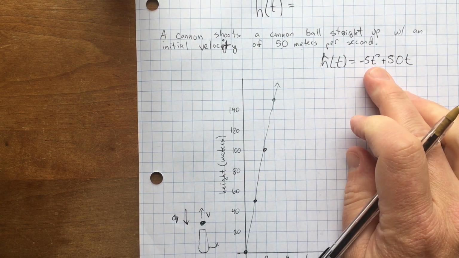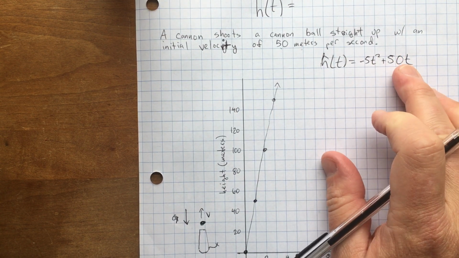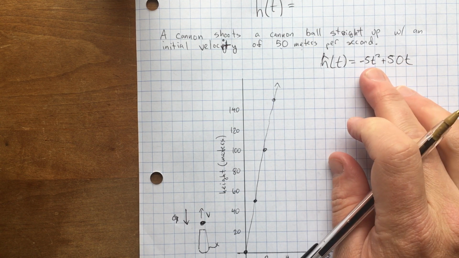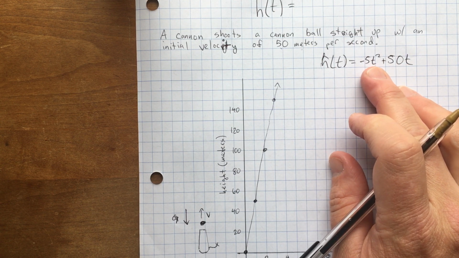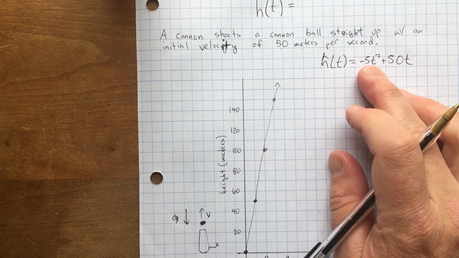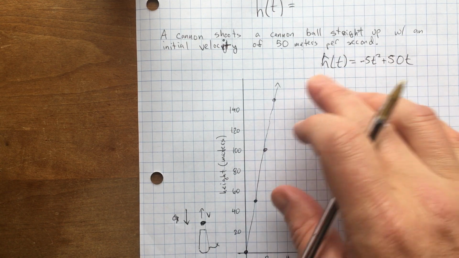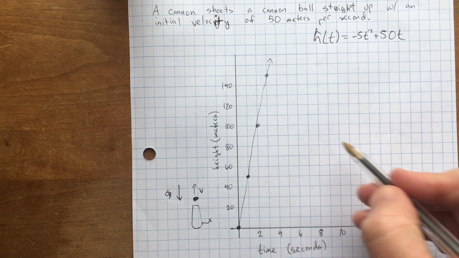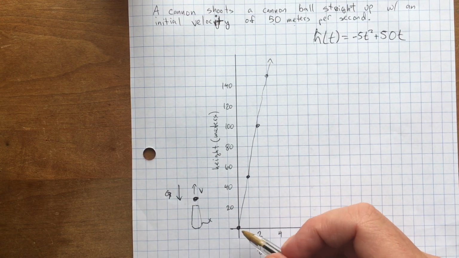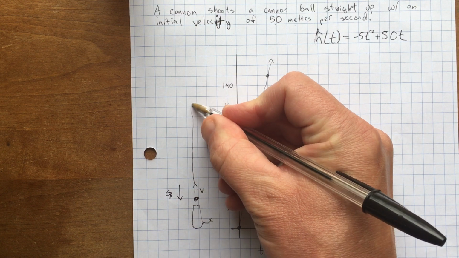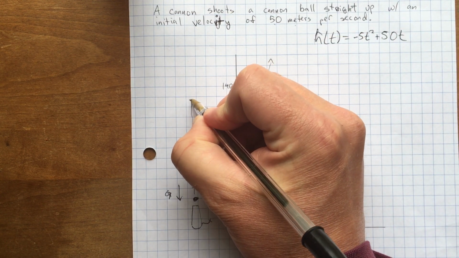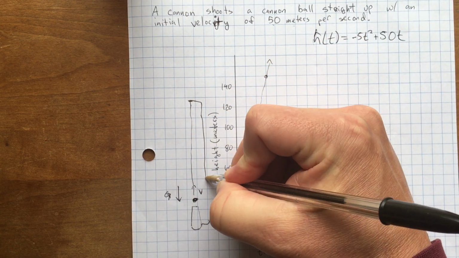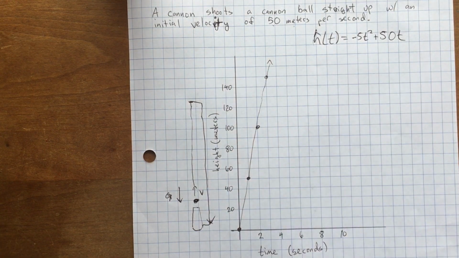And eventually, because t is being squared, gravity is going to overcome this 50t. It's going to get bigger as t increases. Negative 5 times the square of a number is eventually going to get bigger than 50, and then it'll come down again. In fact, that means there's a curve to this, because the cannonball will go up. It'll reach its maximum height, which is about right here, and then it'll fall down again as time goes on, and it'll land on the ground.